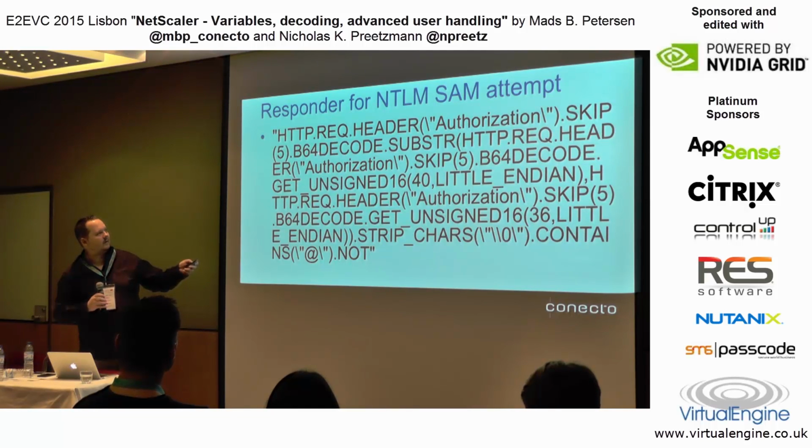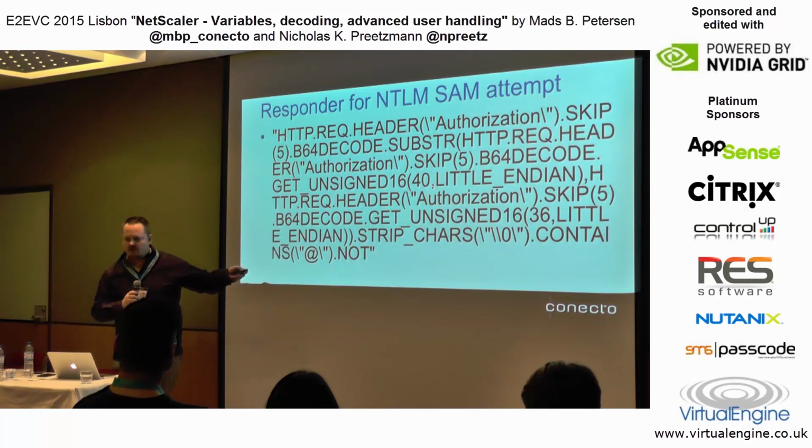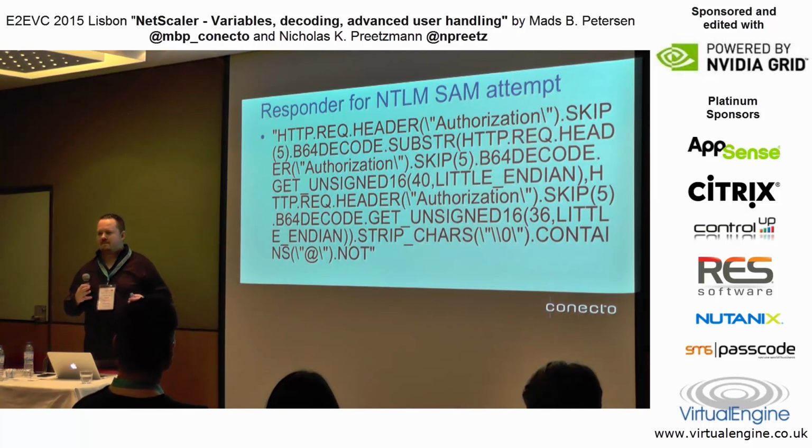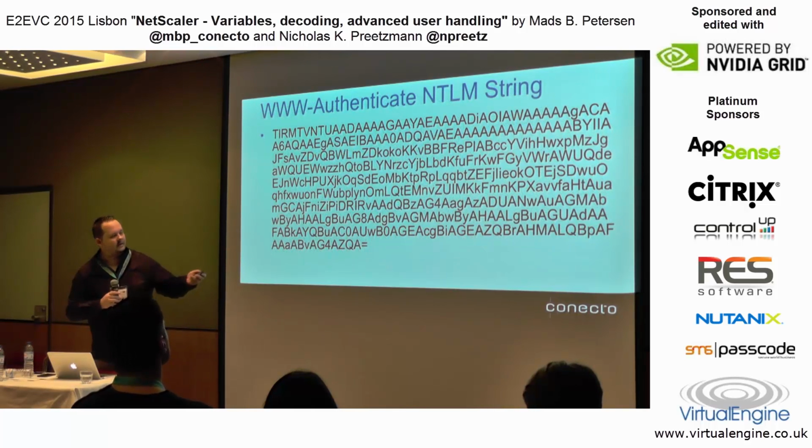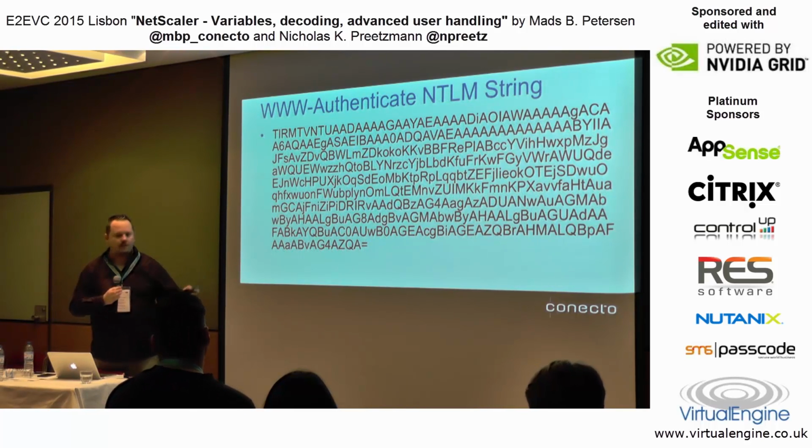Then we base64 decode it, and the fun part is down here: we get unsigned 16 at offset 40, and it's little endian. All this you can read if you look up the NTLM protocol, it's defined. So the username is always in the same place. This is the first part. This tells the NetScaler where the username starts when this is decoded.